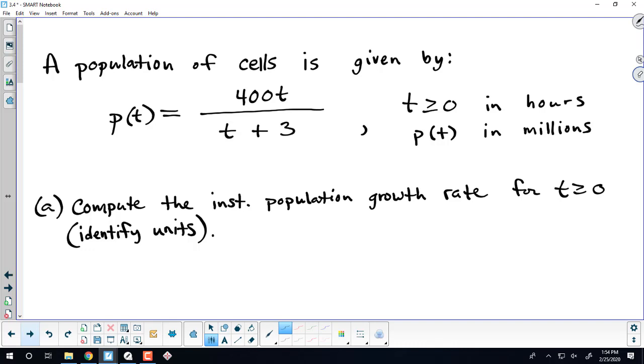For part A, what are we asked to find? Yeah, the derivative, right? The instantaneous growth rate. Instantaneous rate of change is always the derivative. Here our rate of change is population growth, right? So we're finding P prime in part A.